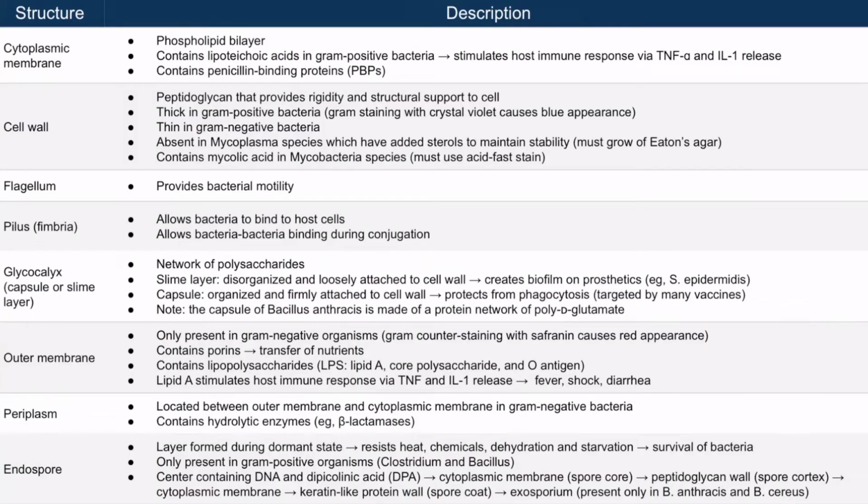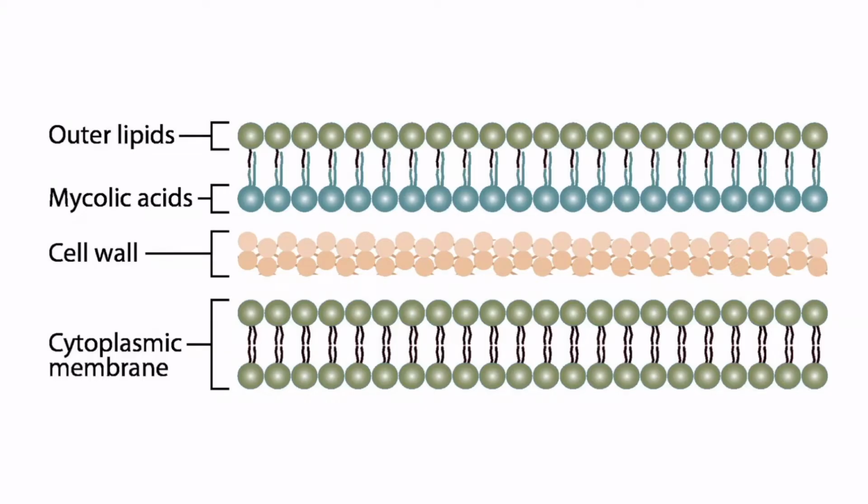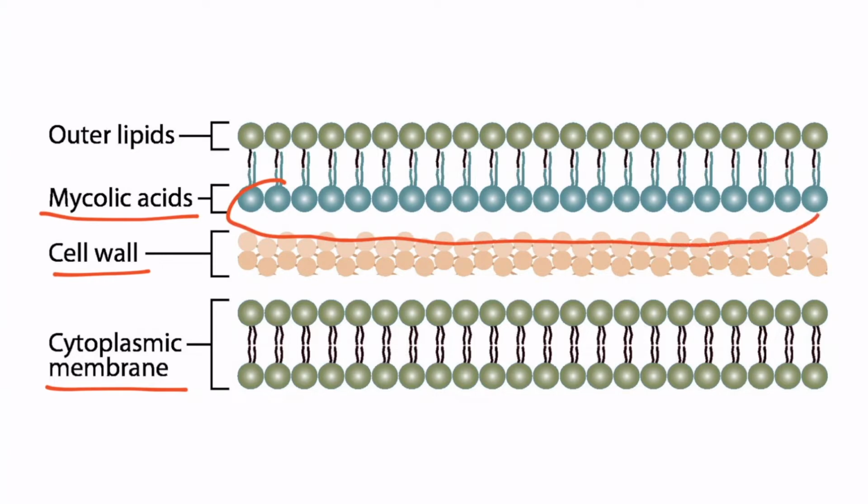The last detail about the cell wall that you need to know is that Mycobacteria species, such as Mycobacterium tuberculosis or Mycobacterium leprae, contain mycolic acids. Now this figure depicts mycobacteria. As normal, it has a cytoplasmic membrane. Then it has a cell wall that's thin, much like gram-negative bacteria, and attached to this thin cell wall are these mycolic acids. So you can picture these being so close together that they're kind of attached.